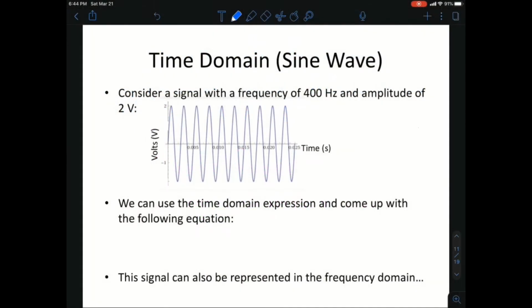So with that, let's go ahead and move forward to talking about time domain sine waves, and we're going to consider this wave with a 400 hertz frequency and an amplitude of 2 volts. We can actually see this plot here, and one of the things we can do is confirm that information. See here, it's coming in at 2. That confirms that we have an amplitude of 2 volts, and then we want to confirm that the frequency is in fact 400.